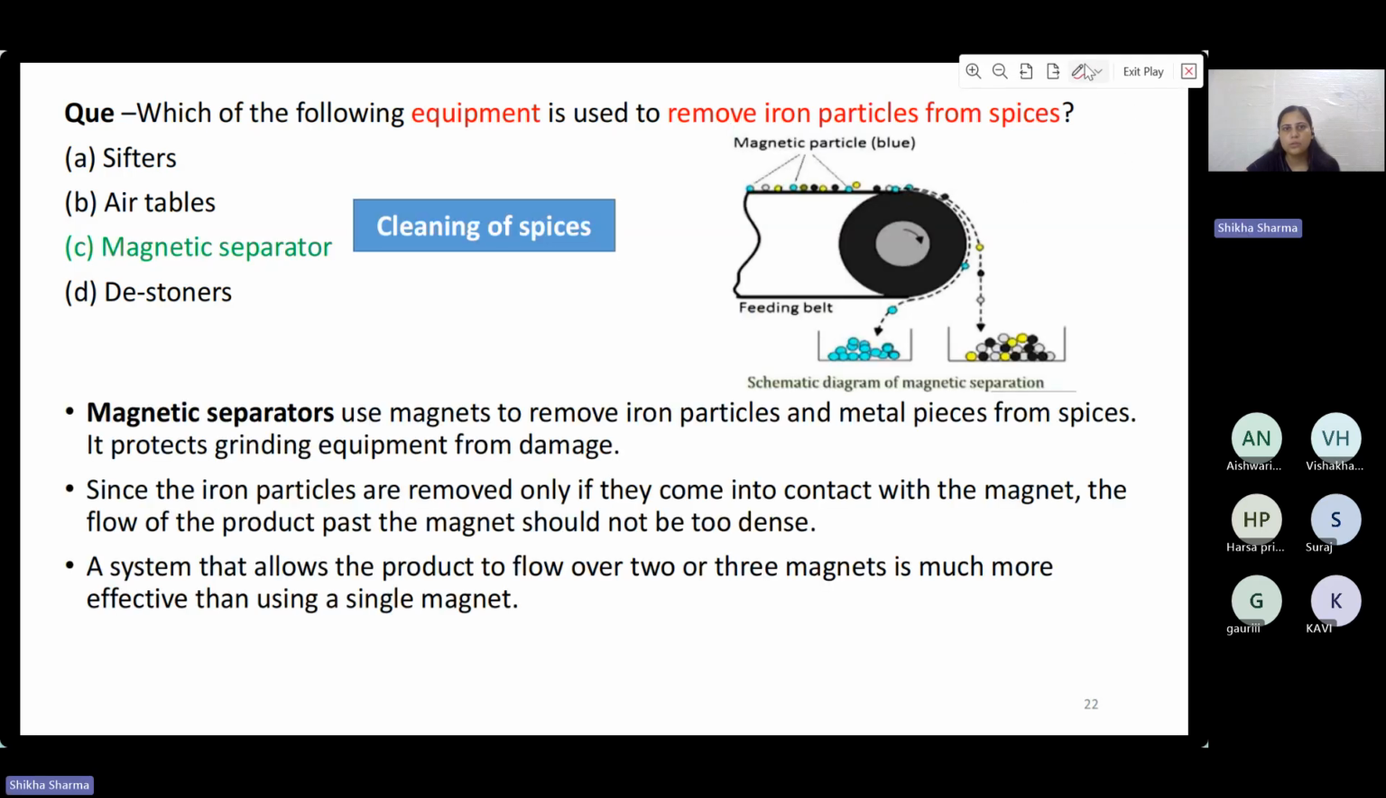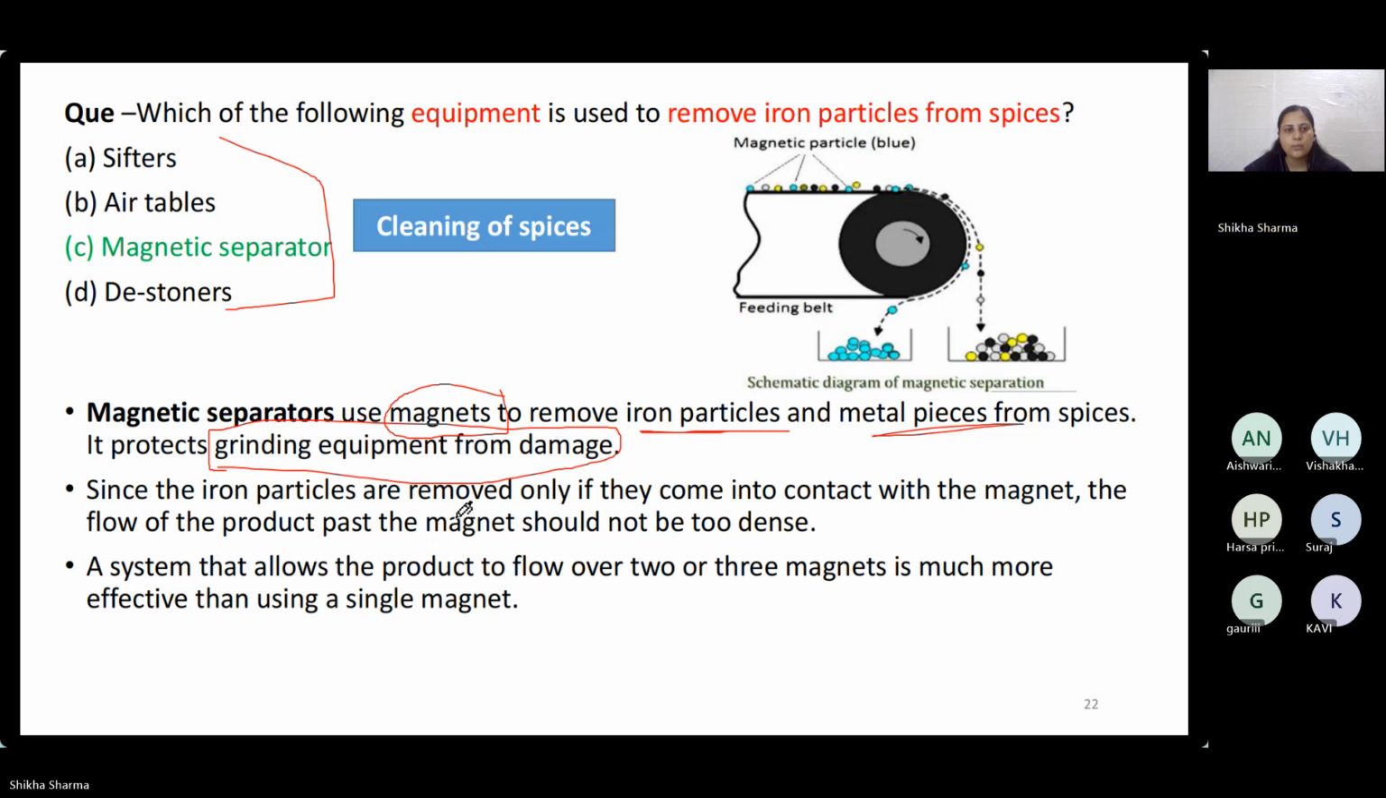which is correct also. When we are cleaning spices, we have all these four equipments. For removing iron particles, we use magnetic separators, which include magnets, so that iron particles and other metal pieces in the spices can be removed. And if we do the grinding operation next, iron particles can damage the blades of the grinder, so they can also be removed with the magnetic separator.